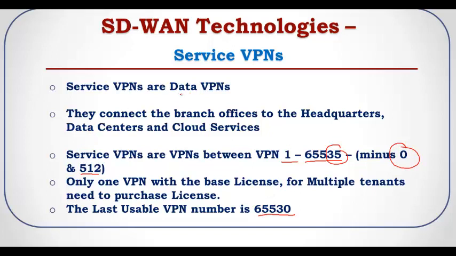Fine. Next is, other than the data VPN, all other things are service VPNs. Service VPNs are the management traffic going through the tunnel, the service VPN, for which number 0 is given. With a base license you can have only one VPN. If you want to have multiple VPNs, then we need to purchase a license.